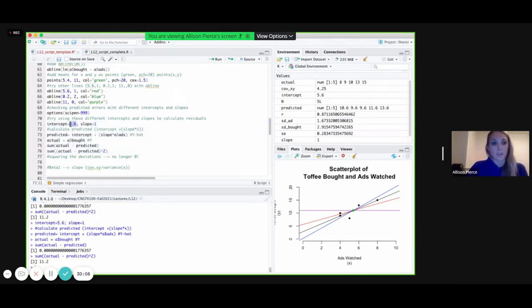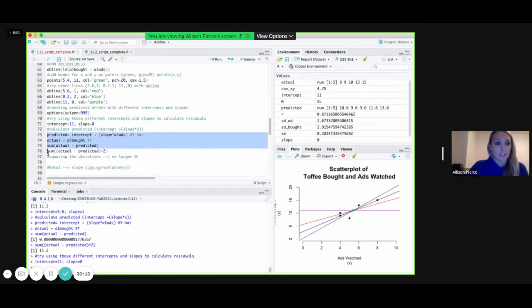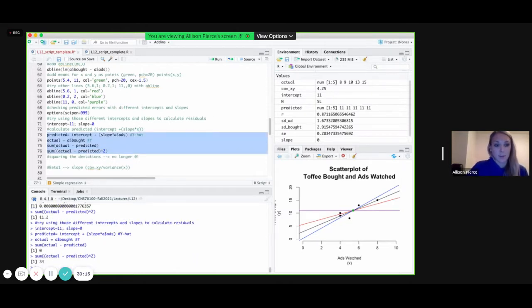If I take the values from the purple line, which you can see by looking at the graph is very poorly fitting, and I run this again, you can see my squared residuals are 34. So it's a larger value, which makes sense because it doesn't fit the data well at all. The larger number reflects how poorly it's fitting the data. Got it. Thank you.